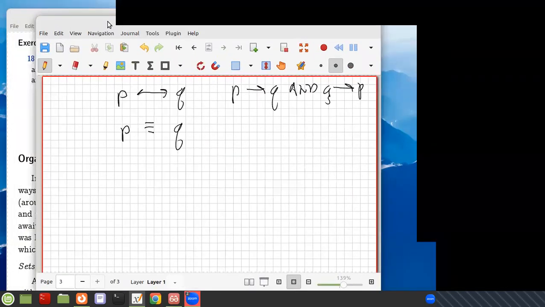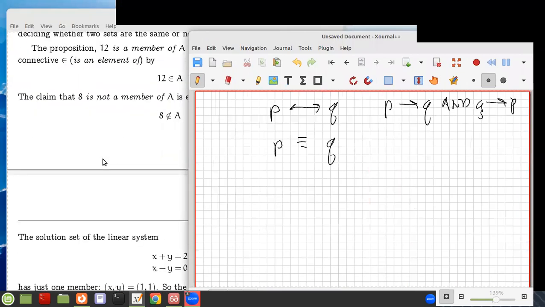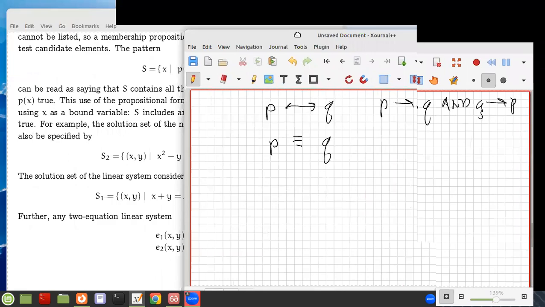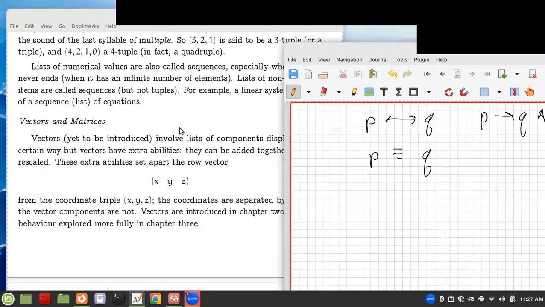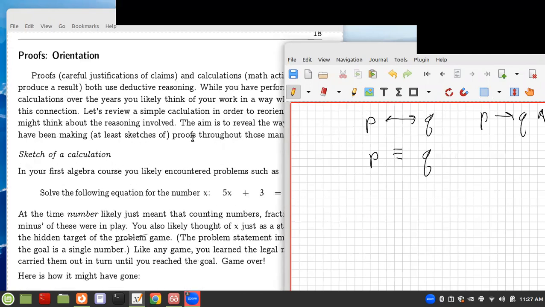Okay, that's the last of the logic. This is as much of this kind of low level true false logic as we need. The rest of this we're going to talk about later, sets and stuff like that, because we're doing solution sets. We're doing it for vectors and some geometry.